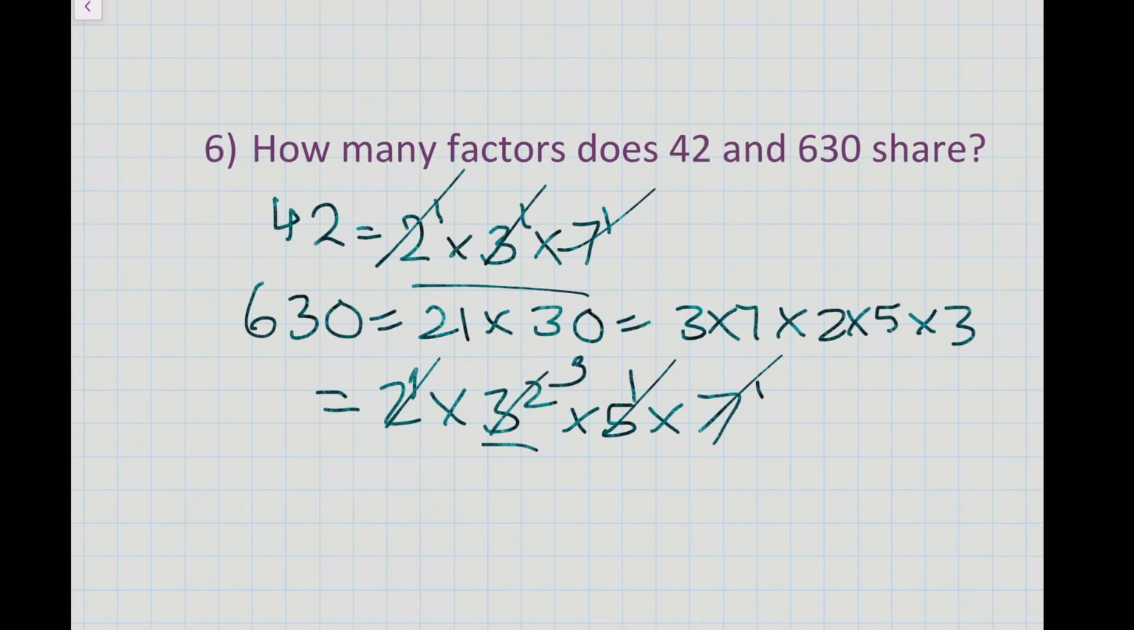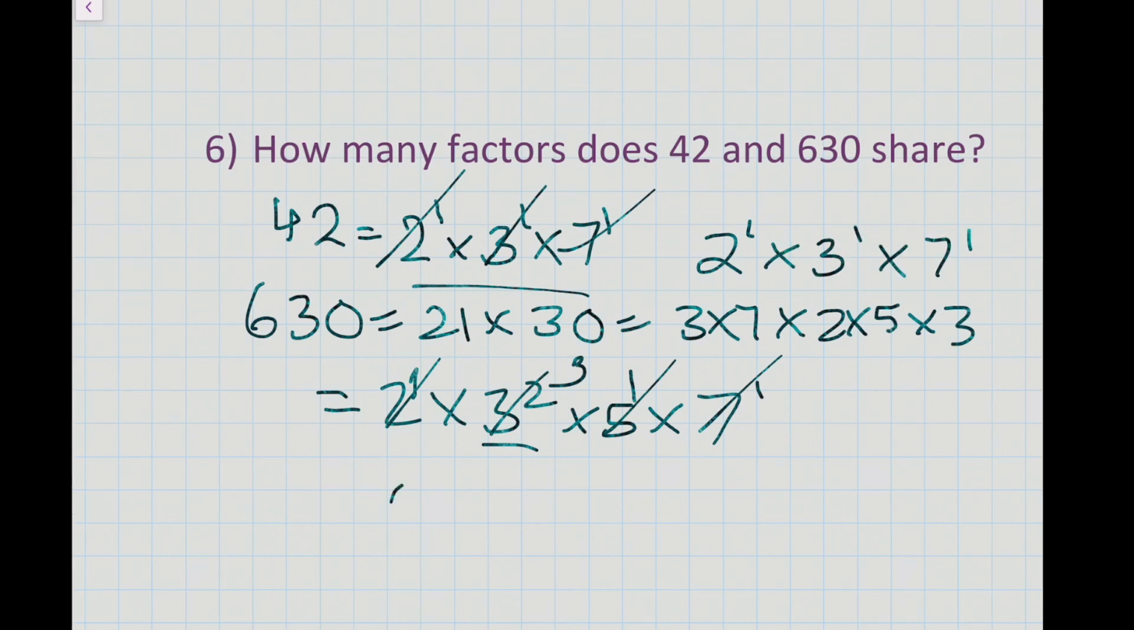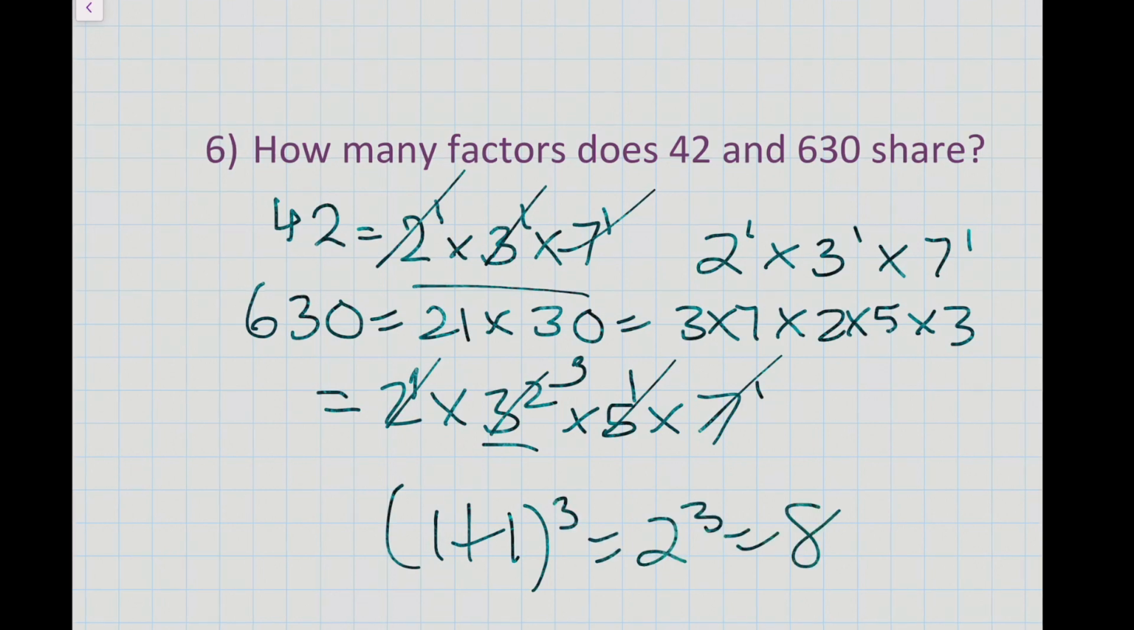So we can write the prime factorization of 42 as 2 to the first times 3 to the first times 7 to the first, which is 1 plus 1 cubed, and that equals 8, and that is our answer.